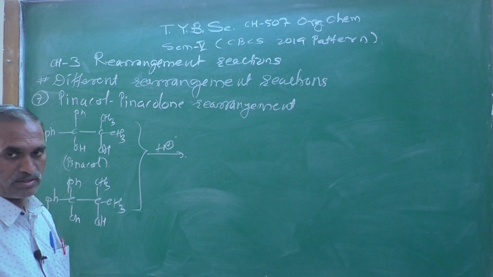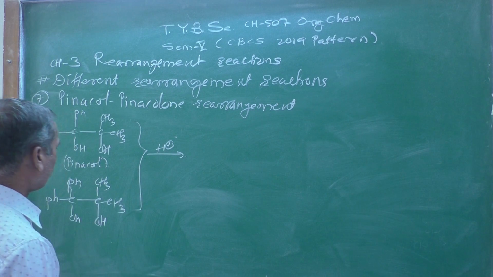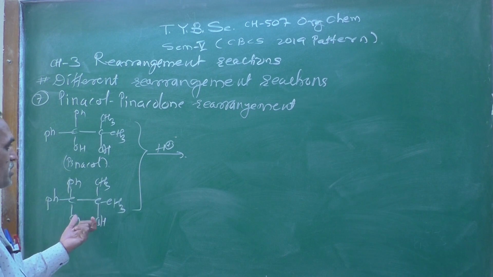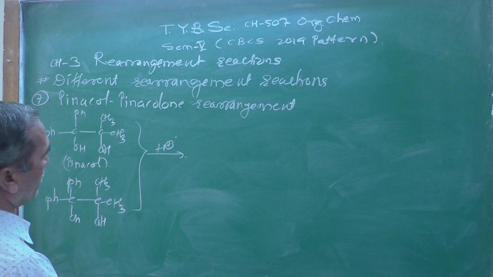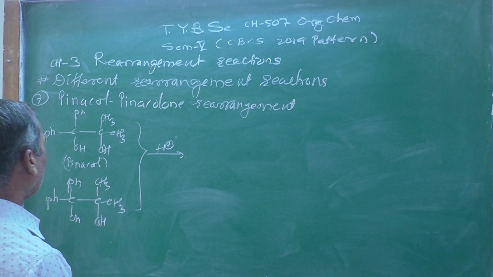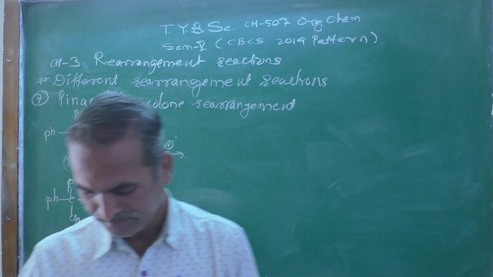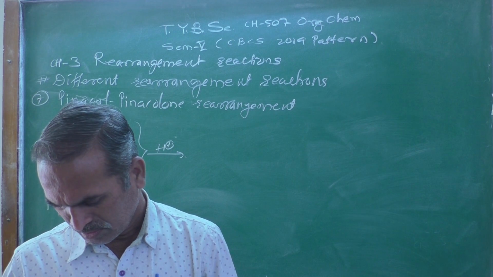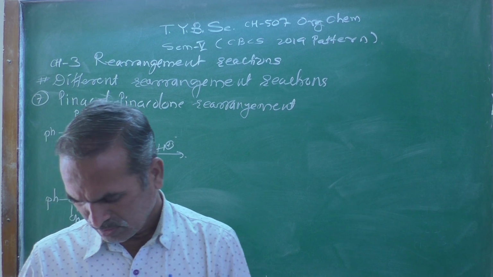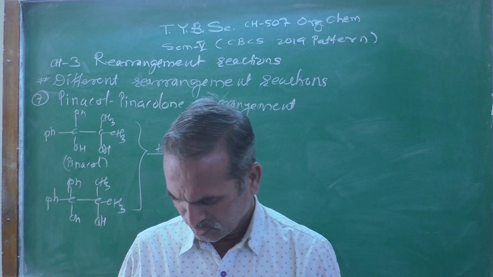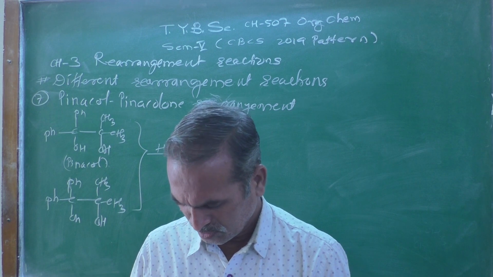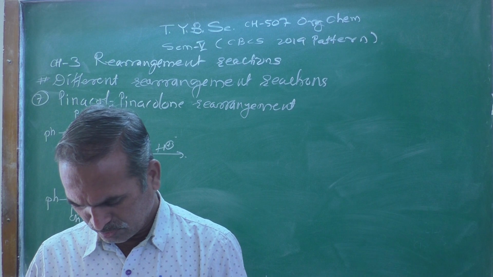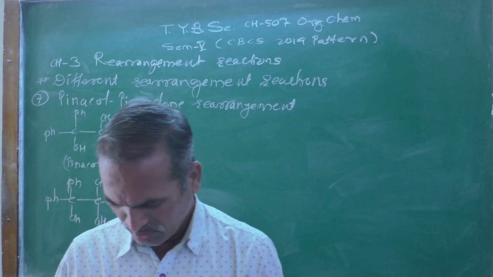When H+ acts on this substrate in the acidic medium, in the first case the migratory alkyl group is partially bonded to both the carbons.